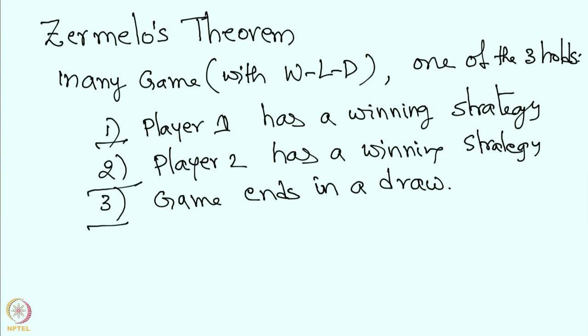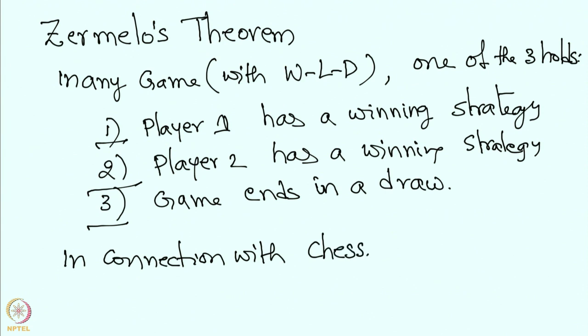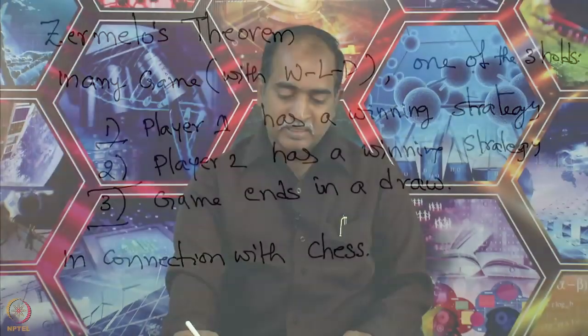So this result is a very, very old result, and Zermelo actually discussed this problem in connection with chess. So chess is quite an interesting game in the sense that of course it looks like chess is a finite game, but is it really a finite game? For example, in chess you can repeat certain moves, and if you repeat certain moves, then chess is not going to be a finitely terminating game.